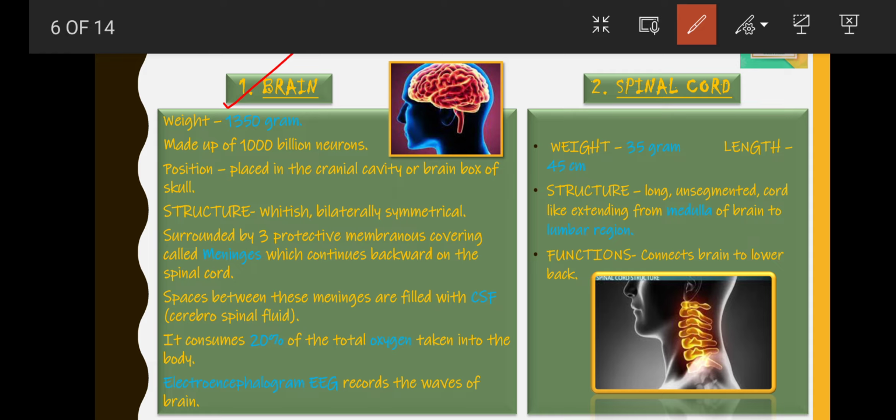An instrument called EEG, the electroencephalogram, records the waves of the brain. The second part of the central nervous system is the spinal cord. The spinal cord is a long, unsegmented, cord-like structure. It carries signals between the brain and the rest of the body. It forms a vital link between the brain and the rest of the body.